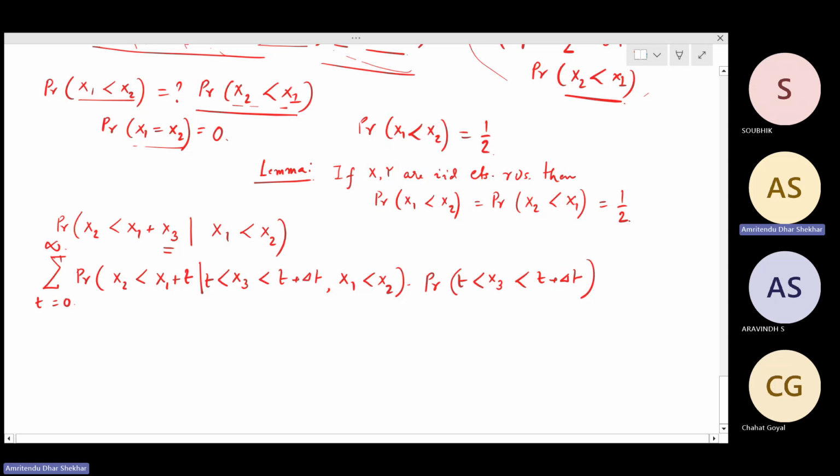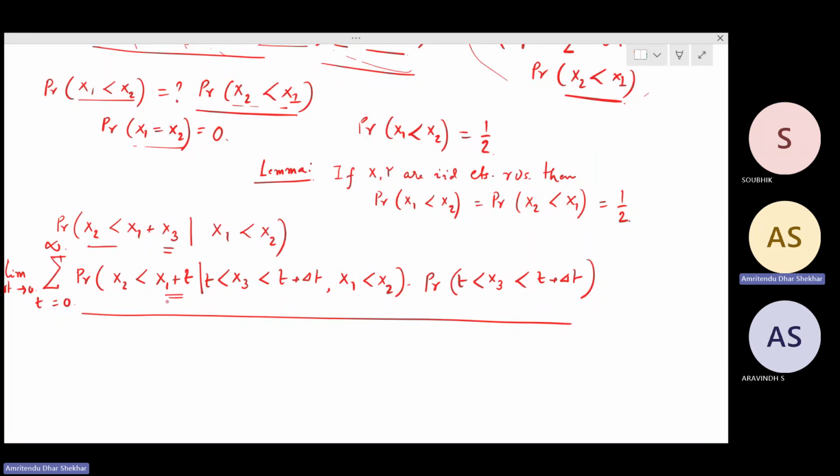Okay, so if you take limits, limit delta t tending to 0. This is clear, right? How we get this from here. So I'm going to now substitute x3. The x3 is a random variable. We need to substitute x3. So x3 can take values from 0 to infinity.